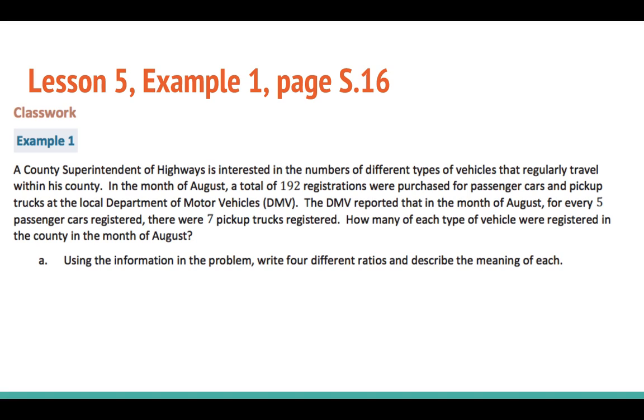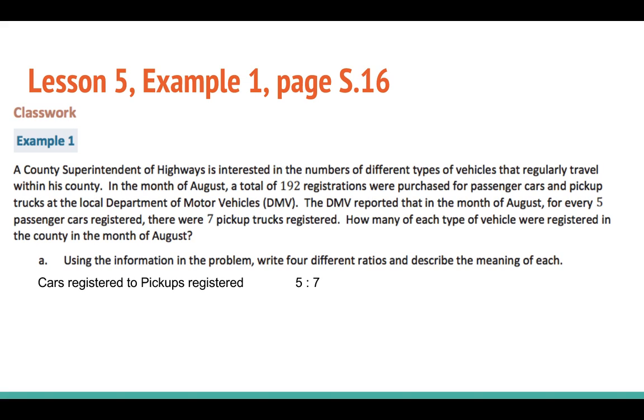It says, a county superintendent of highways is interested in the number of different types of vehicles that regularly travel within his county. In the month of August, a total of 192 registrations were purchased for passenger cars and pickup trucks at the local Department of Motor Vehicles, or the DMV. The DMV reported that in the month of August, for every 5 passenger cars registered, there were 7 pickup trucks registered. How many of each type of vehicle were registered in the county in the month of August? Using this information in the problem, write 4 different ratios and describe the meaning of each.